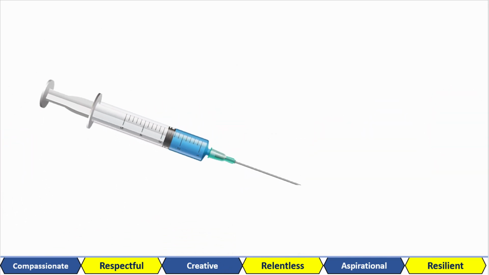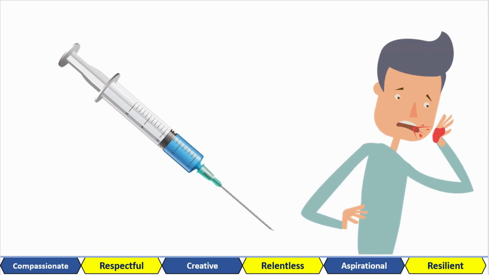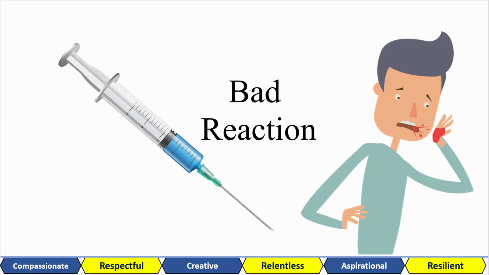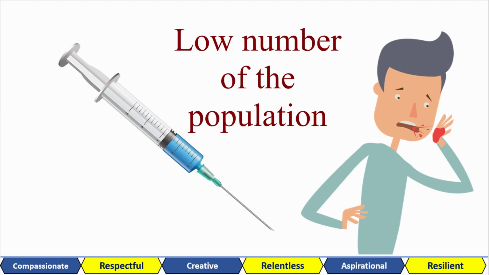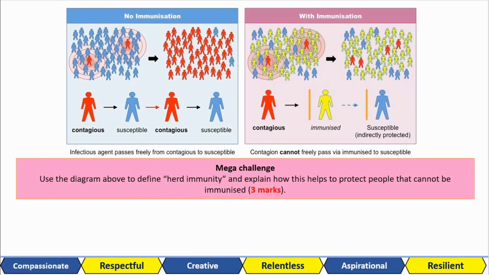Despite the effectiveness of vaccines, there are some people that have either very weakened immune systems or they have a reaction to the vaccine, but this is a very small proportion of the population. For these individuals, they are advised not to take the vaccine. This image and the mega challenge here will help you understand how we keep such people safe. Pause and try and understand what's going on here.